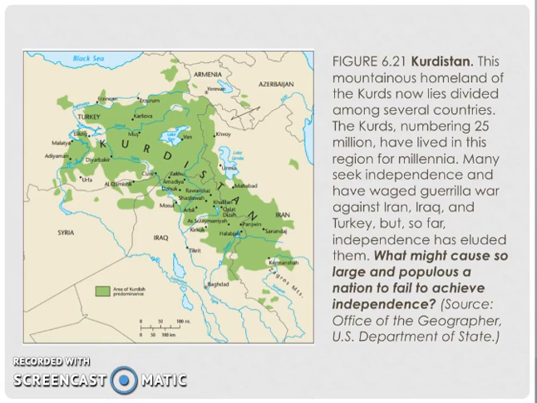Here we see the example of Kurdistan, straddling Syria, Turkey, Iraq, Iran, even a little bit into Armenia, and how this mountainous homeland of the Kurds is now divided amongst these countries. Kurds numbering 25 million have lived here for millennia, but now are greatly split up. A large part of this is due to post-World War I borders, but also Western colonial influence.